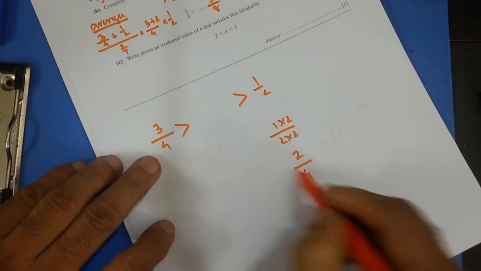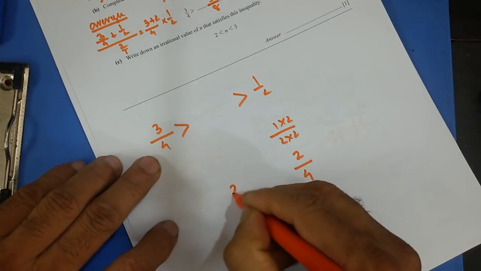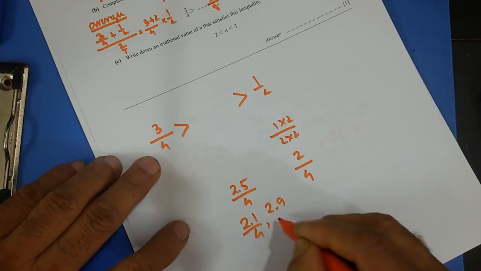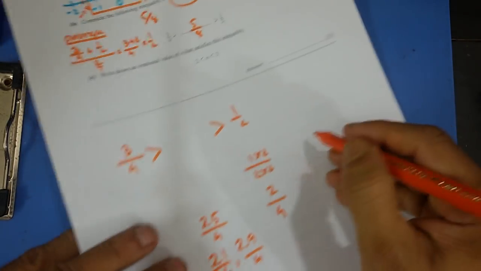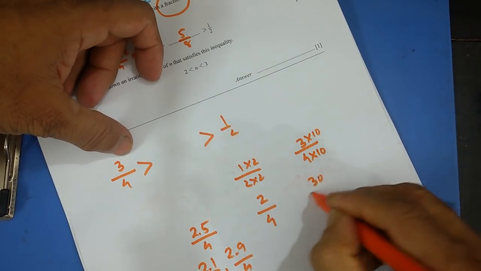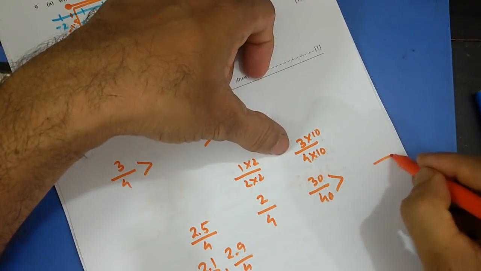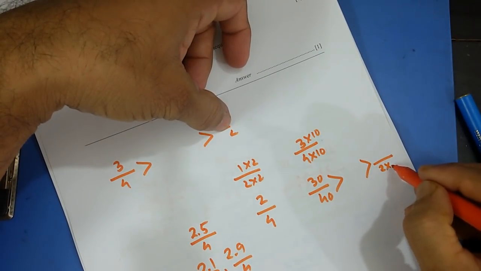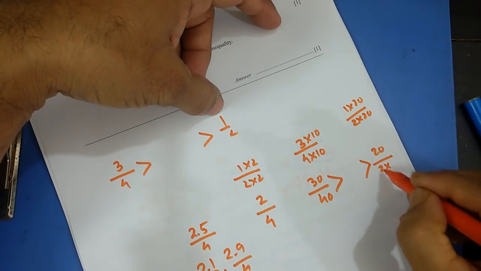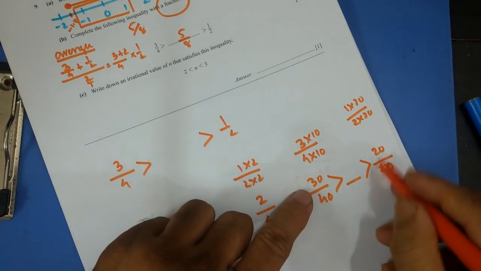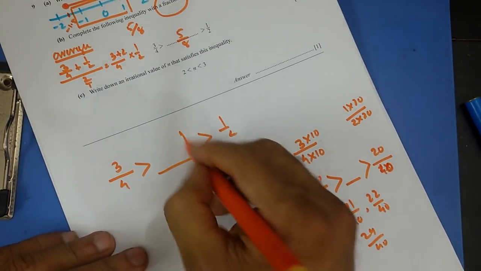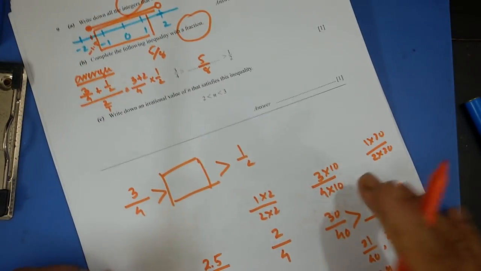Now see that in between, the denominator is the same. This is 2, this is 3. So in between should be 2.5 divided by 4, or 2.1, or 2.9 divided by 4. So many. But if you want something else, you can do this: 3 by 4 times 10 is 30 by 40, and 2 times 20 is 40, then 1 times 20, so this is 20 by 40. So there are many things you can write down: 21 by 40, 22 by 40, 29 by 40, so many. I hope you understand that, and you can use either way.